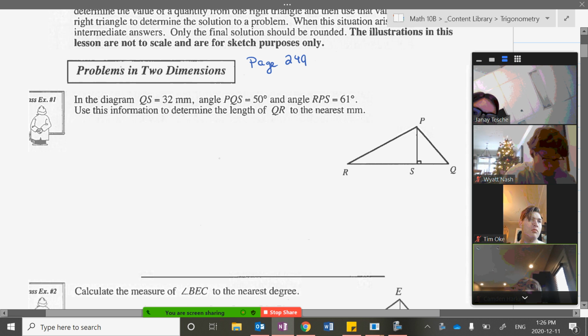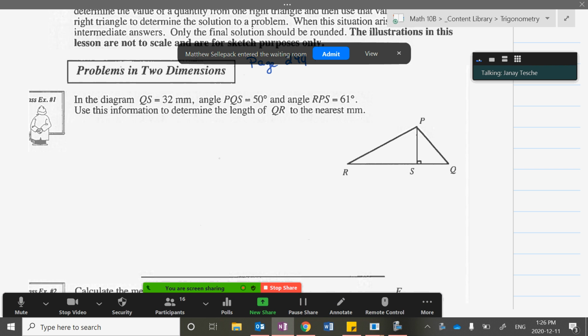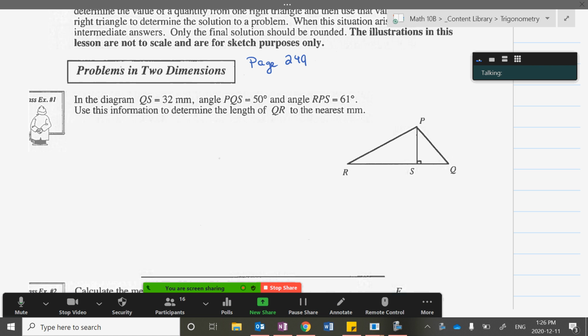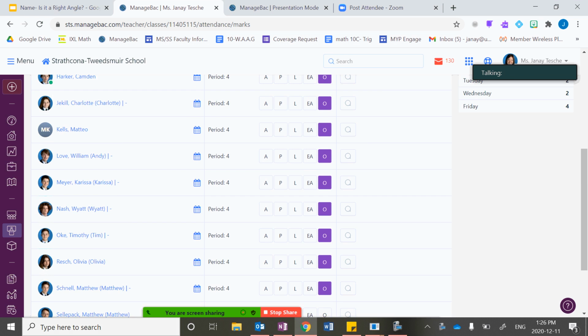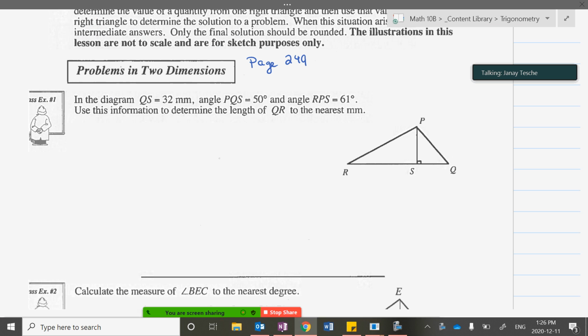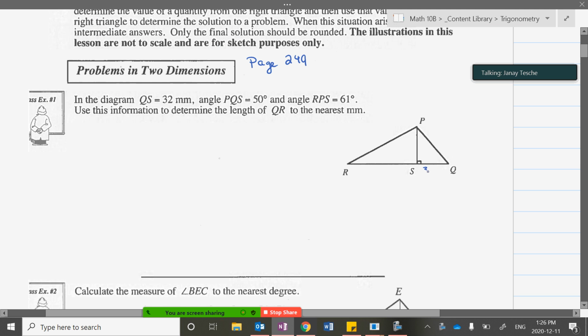So in this one in particular, QS is 32 millimeters. So let's go on our diagram and label that QS is 32. PQS is 50 degrees. So that means this angle here is 50 degrees, and then RPS is 61. So up here is 61. Remember, the letter in the middle indicates what angle you're talking about.